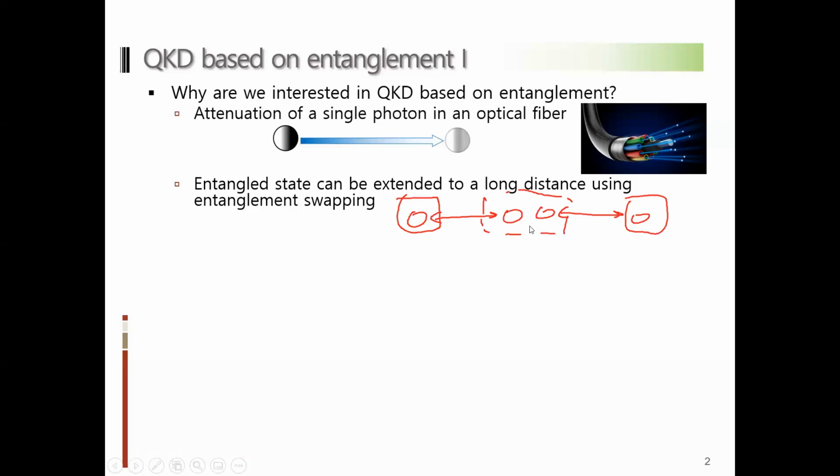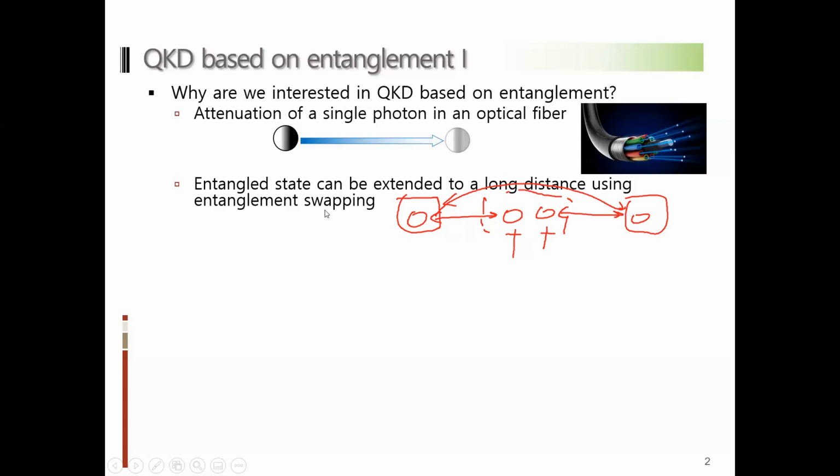By measuring these two qubits at the common node in terms of the Bell basis, after we do some Bell basis measurement, the state of these two qubits will become definite, but the remaining two qubits will eventually get entangled with each other. And this kind of method is called entanglement swapping.